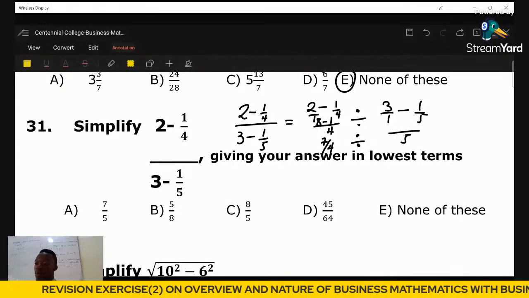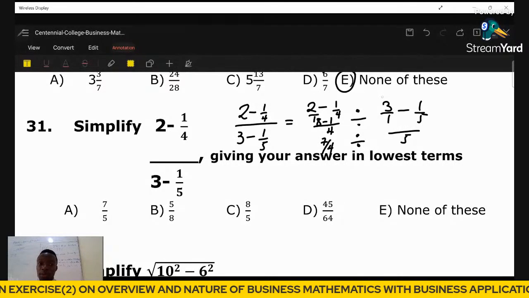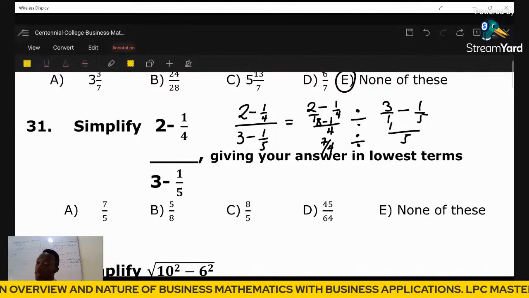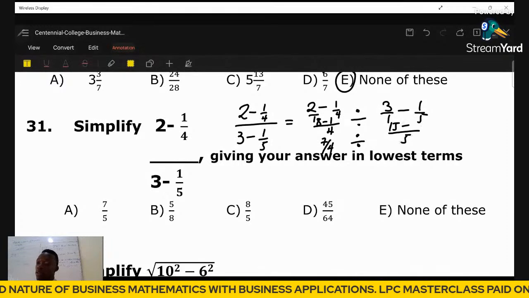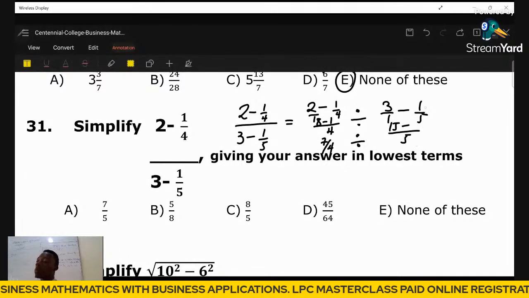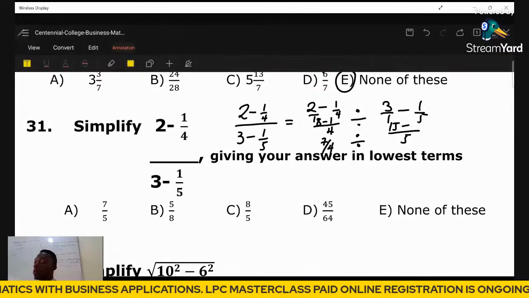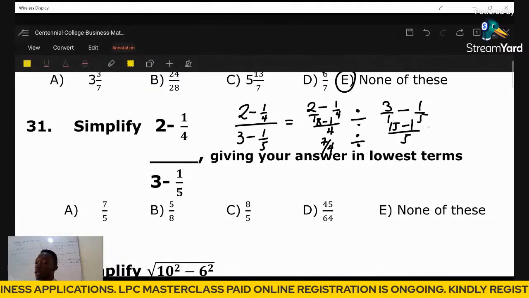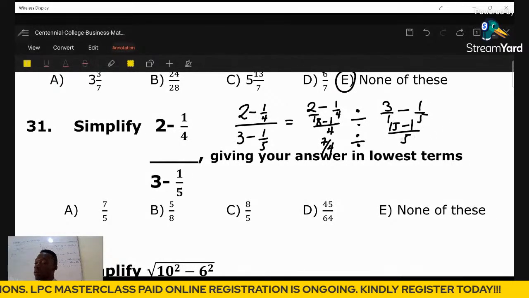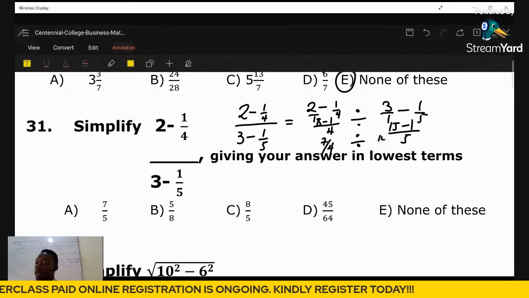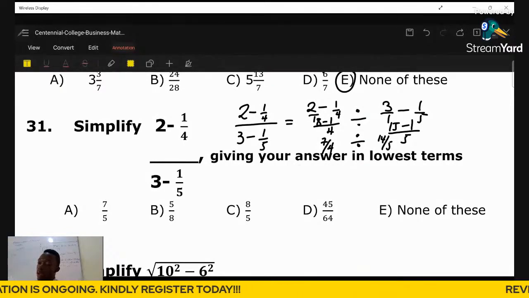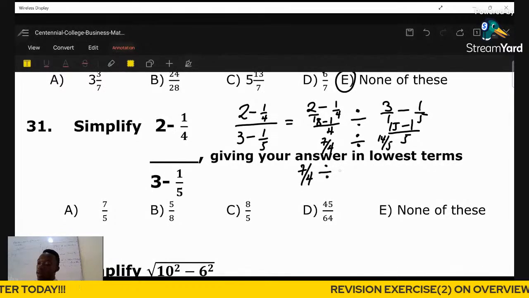so 5, 1 goes into 5 how many times? 5. 5 multiplying 3, we are getting 15, minus 5 goes into itself 1. Okay, 1 multiplying 1, we are getting 1. And then at the end of the day, we are getting 14 out of 5. Okay, so let me bring it down. So I will say that 7 out of 4 divided by 14 out of 5.